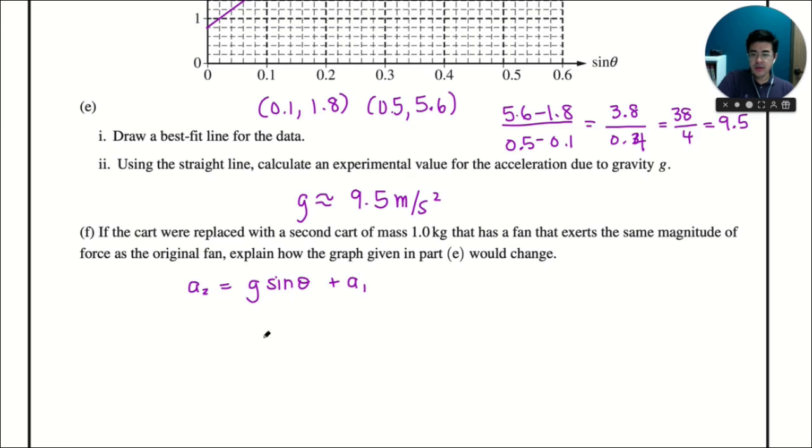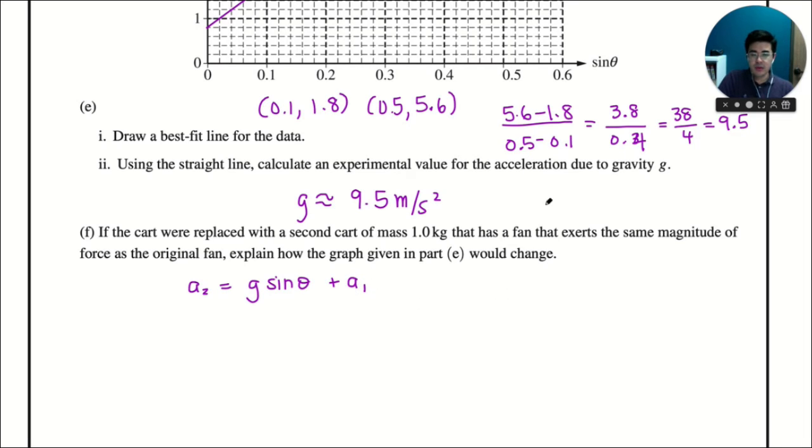So let's see what's going on here. G is the slope. So as long as we're measuring everything correctly, the slope shouldn't change, right? Because G does not depend on mass. G is always going to be 9.8. And so sine of theta is not going to change because we purposely chose different angles. So that's our independent variable. So we've got to see if this A1 is going to change.